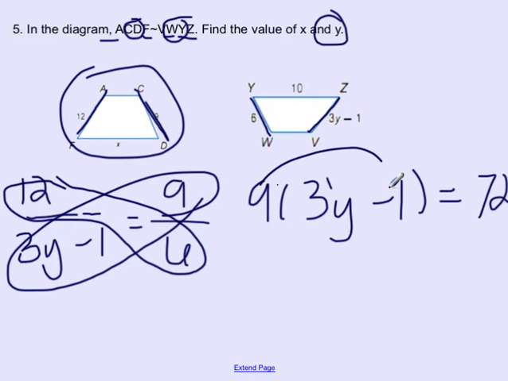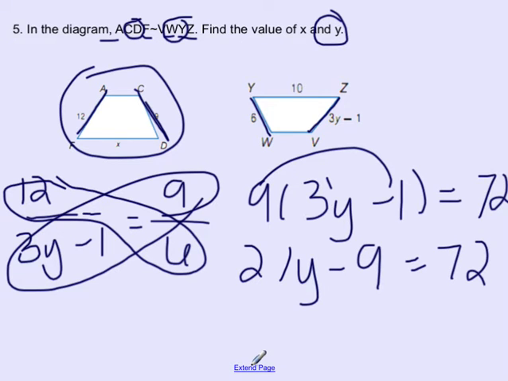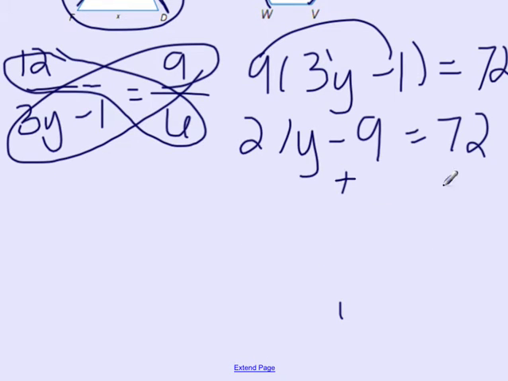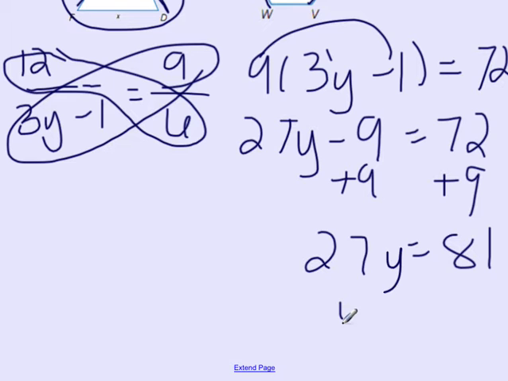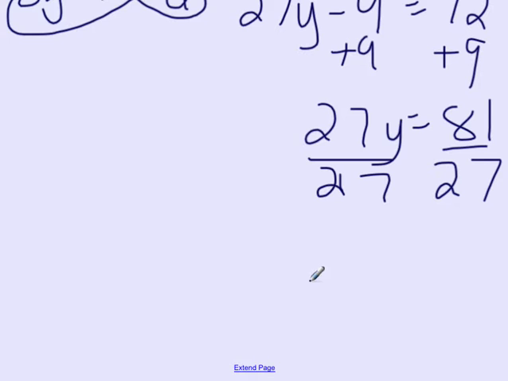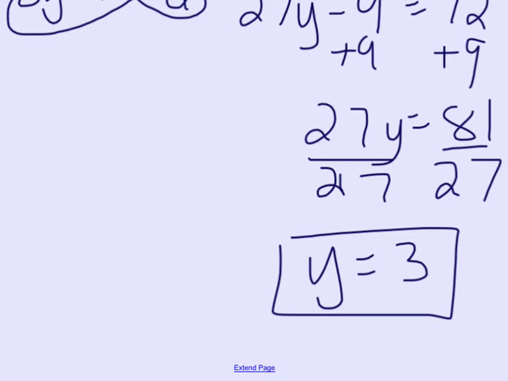So now we're going to distribute, and I get 27y minus 9 is equal to 72. So now I need to add 9 to both sides. And I get that 27y is equal to 81. So now to solve that for y, I need to divide both sides by 27, and when I do that, I get that y is equal to 3. So my answer for that one is that y is equal to 3.